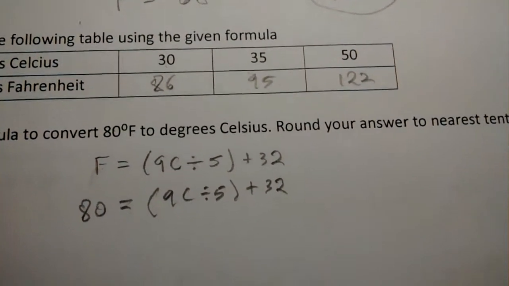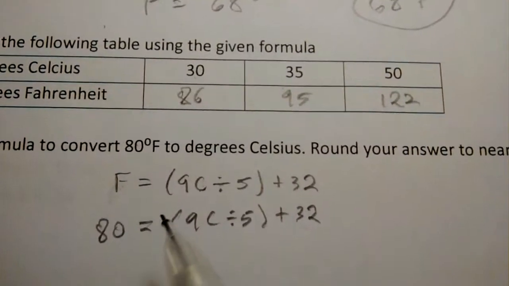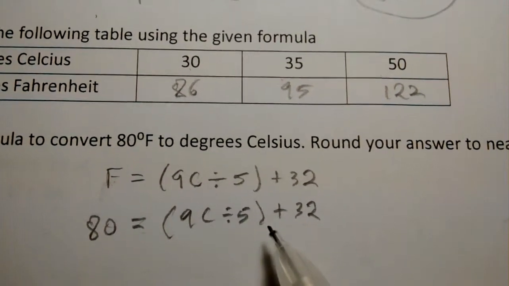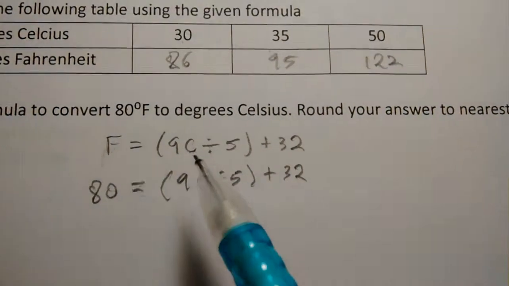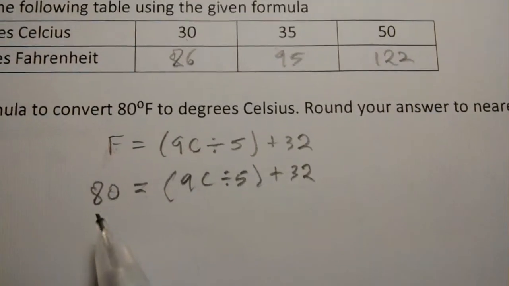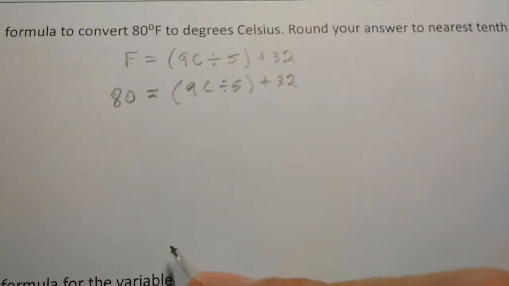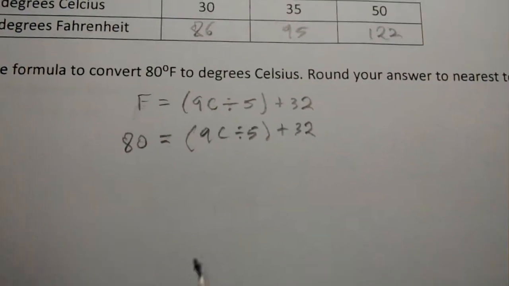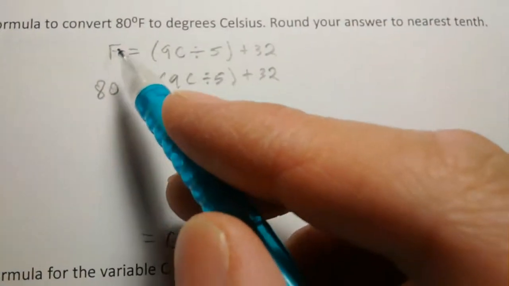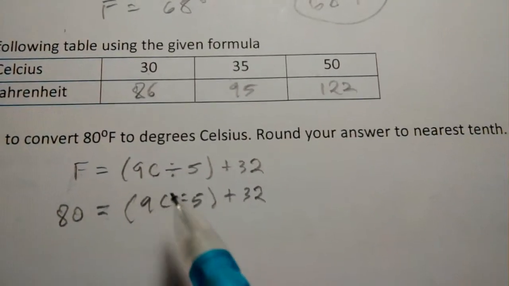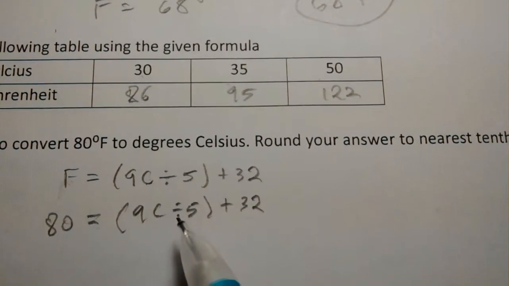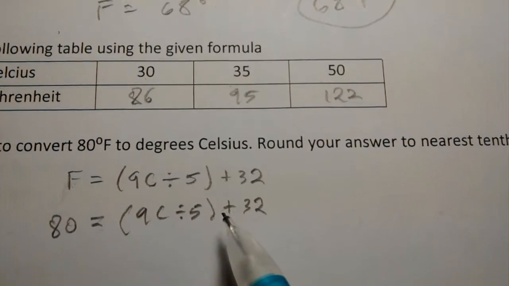So here's where algebra comes into play. We perform the opposite operation in reverse order of the order of operations to get C by itself. So the idea here is to perform the same operation on both sides, so that down below here we get a C value equaling a number which corresponds to 80 degrees Fahrenheit. So here's the idea, is to do the opposite operation in reverse order of the order of operations.